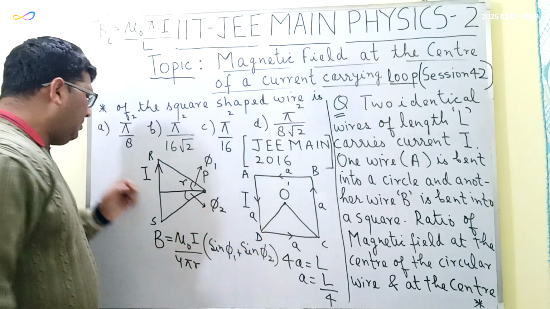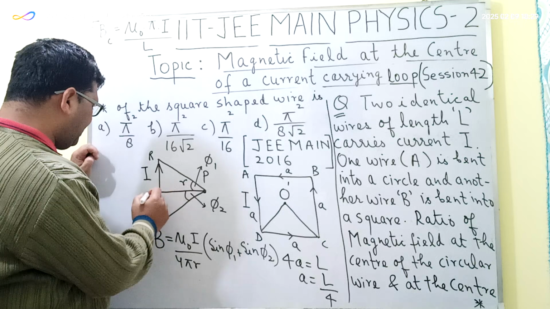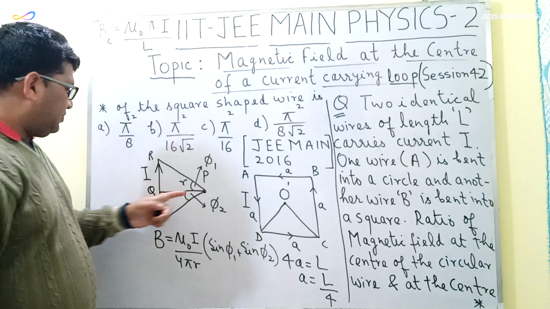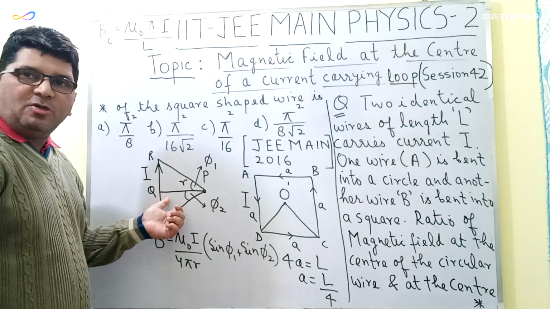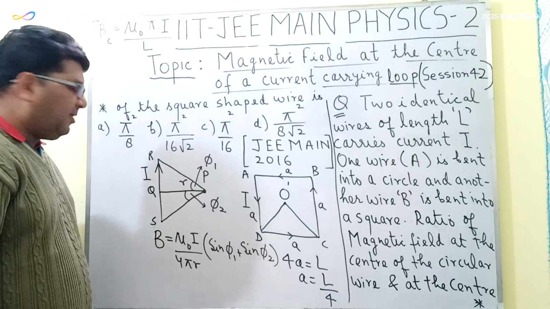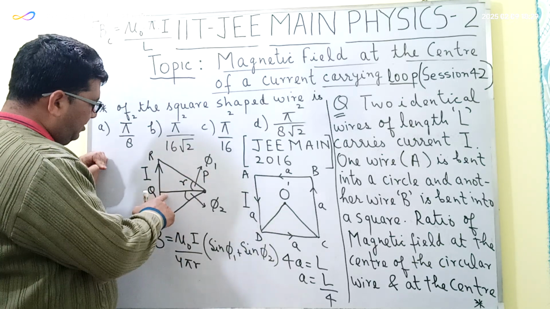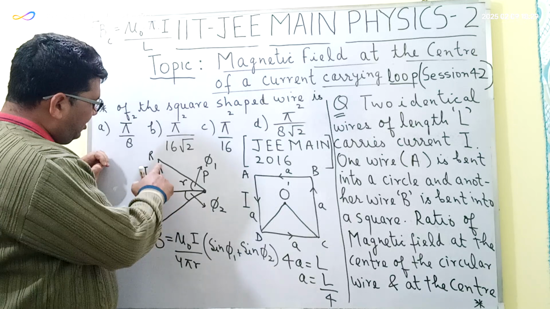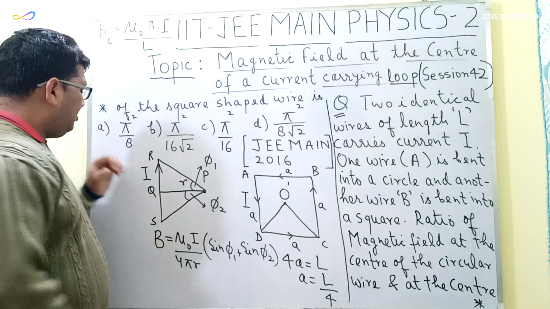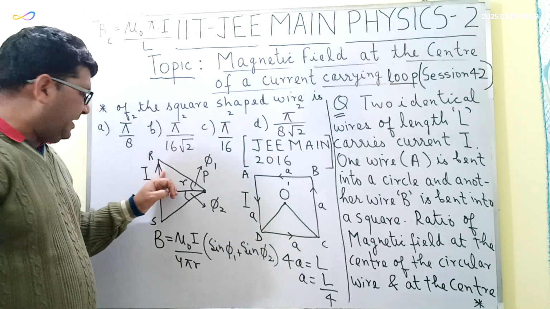So phi 1 is the angle made by this normal. Let us say this is the point P and I am just taking this point as Q. So PQ is the normal. It is the normal distance of this point P from this current carrying wire of finite length. So phi 1 is the angle made by this normal PQ with the line joining this point P to one end of this current carrying wire of finite length.